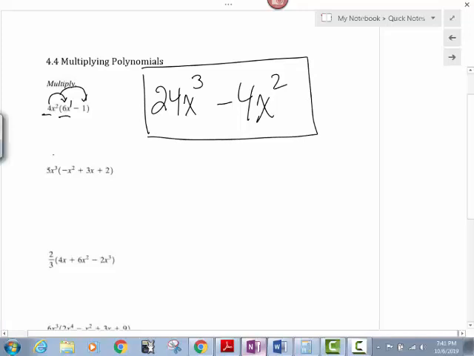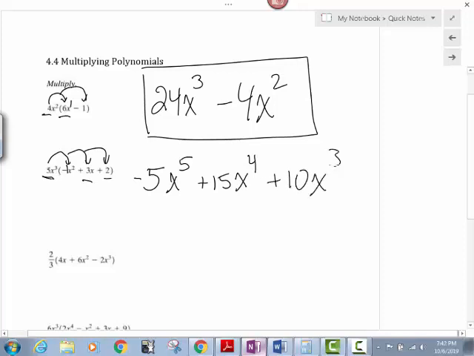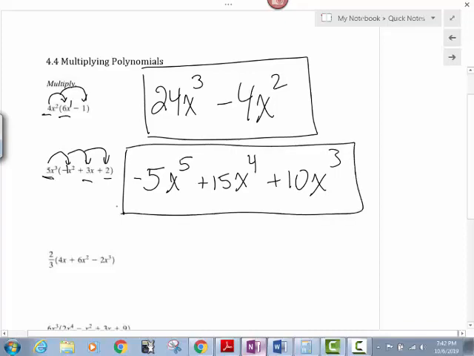Let's try to do the same thing with the next problem. So we're going to go 1, 2, 3. 5x to the third times, I can think of that as a negative 1x squared, would give me a negative 5x to the fifth. 5x to the third times 3 would give me a positive 15x to the power 4. And 5x to the third times 2 would just give me a 10x to the third. Again, none of them are like terms, so we stop right there.